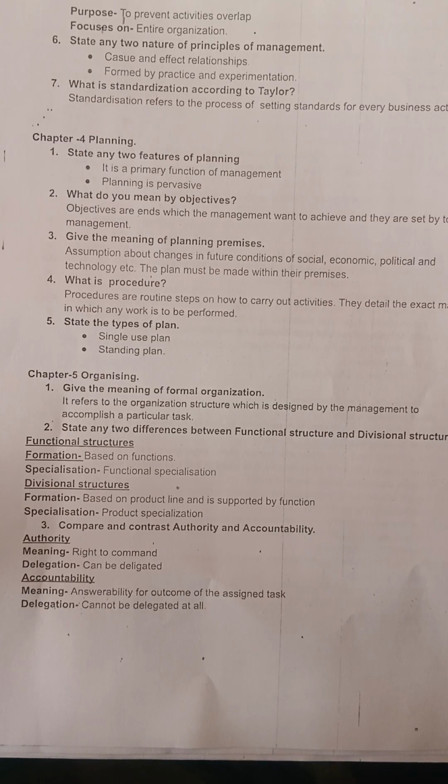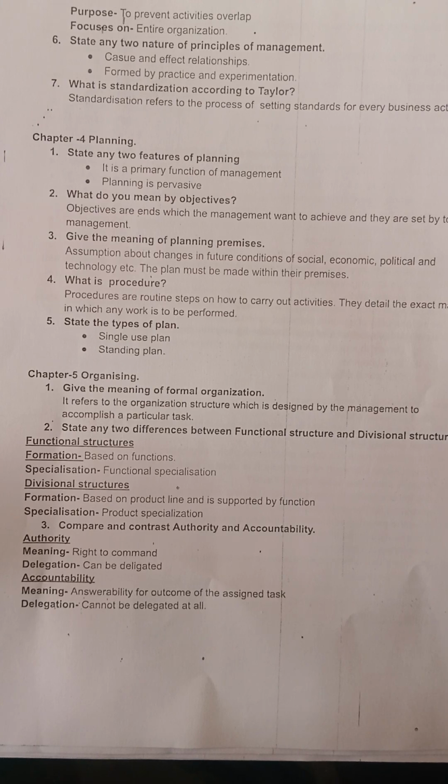Next comes the next chapter, Organizing. Give the meaning of formal organization. The formal organization refers to the organization structure which is designed by the management to accomplish a particular task.